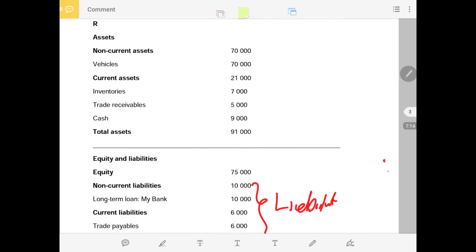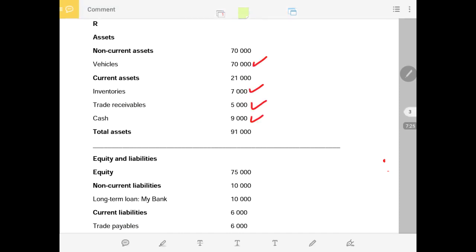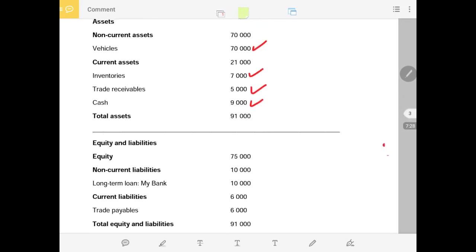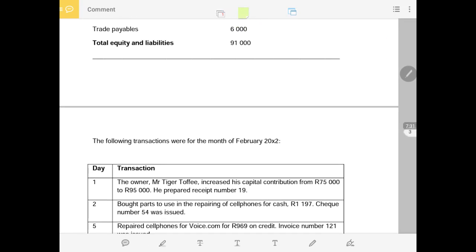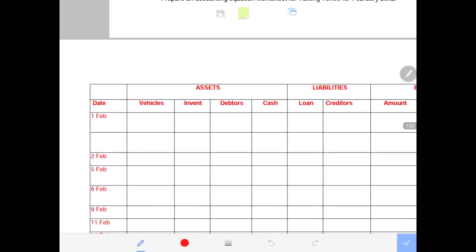Now let me copy all these balances: assets, liability, and equity. Under assets, I have vehicles of 70,000, inventory of 7,000, trade receivables of 5,000, and cash of 9,000 rands. So now I'm recording the opening balances: 70,000, 7,000, 5,000, and 9,000. And I'm just recording this on the heading that I already provided. That was for cash in the bank.